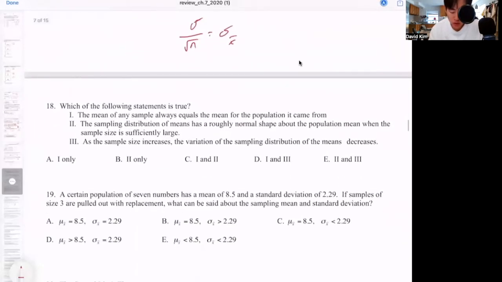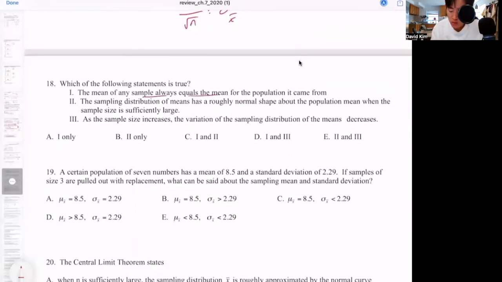Which of the following statements is true? The mean of any sample always equals the mean of the population it came from. So for 18 here, Roman numeral 1, the mean is going to be true here. The sampling distribution of means is a roughly normal shape about the population mean when the sample size is sufficiently large. That is also true, because of the central limit theorem. When they specifically say that n is sufficiently large, that's your cue that you can use the central limit theorem. As the sample size increases, the variation of the sampling distribution of the means decreases. Yes, this is absolutely true.